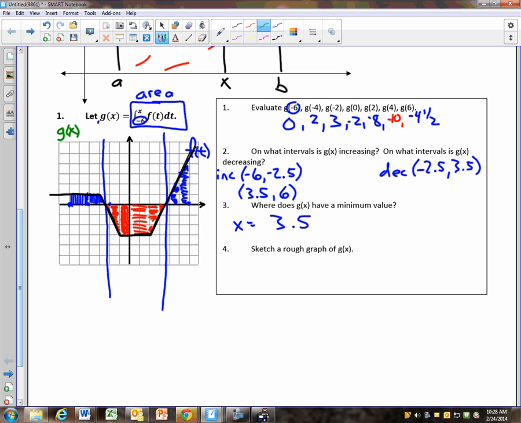And all we're going to do is just plot the points. If you plug in negative 6, you get 0. So, negative 6, 0. Negative 4, positive 2. Negative 2, positive 3, 0, negative 2, one, two, three, four, five, six, seven, eight.